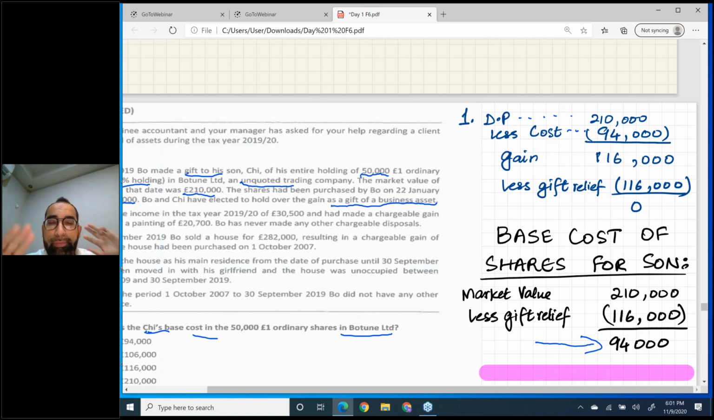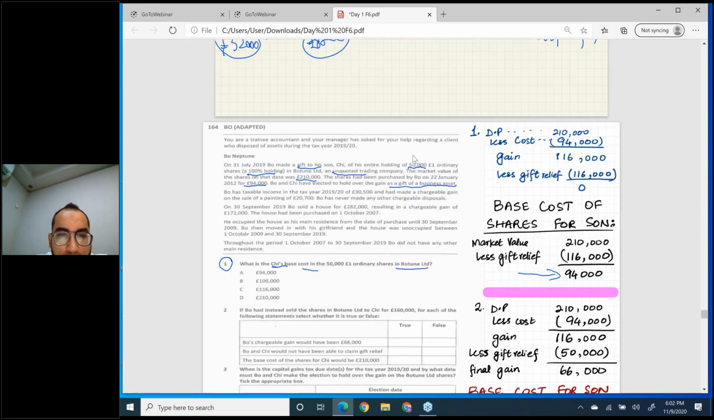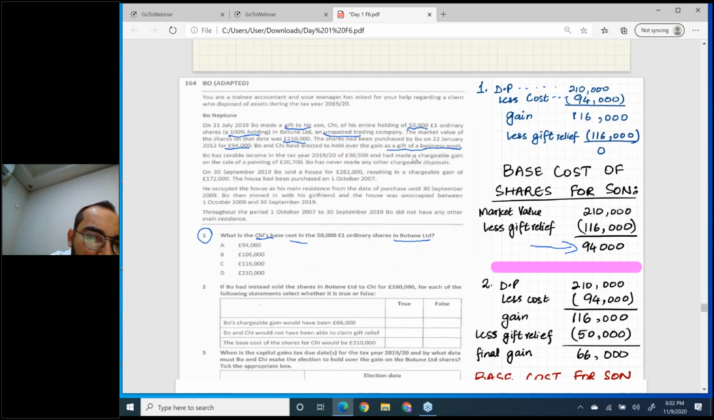And you know the logic. Why did we reduce the base cost? In order to increase the future gain for the son, because this is just a deferral, not a permanent exemption. Gift relief is a deferral relief. This is the answer to question number 1. Look at the screen. The answer to the first question is A. Now moving to question number 2.